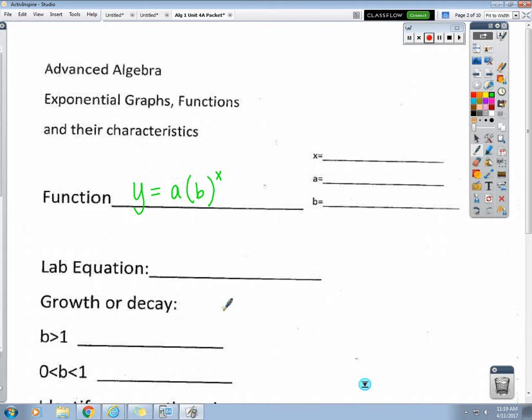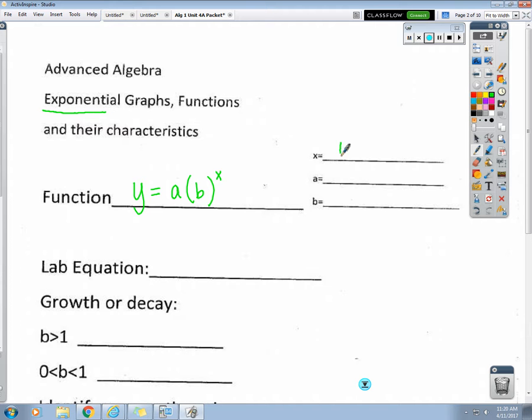Okay? Remember, linear is y equals mx plus b. Quadratic is y equals x squared. Cubic is y equals x cubed. Exponential is y equals a times b to the x. Now, the most obvious reason that you could recognize this one as an exponential is because the exponent is your x. Okay, so if you ever look at an equation and the x is the exponent, that's exponential. Your x is the exponent.